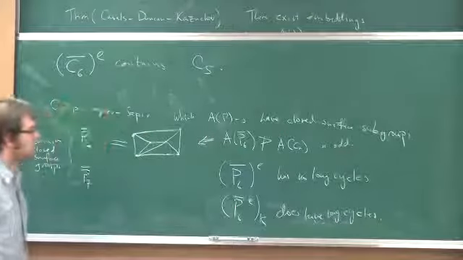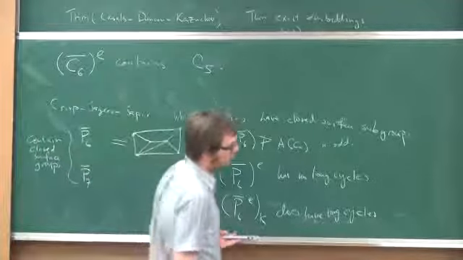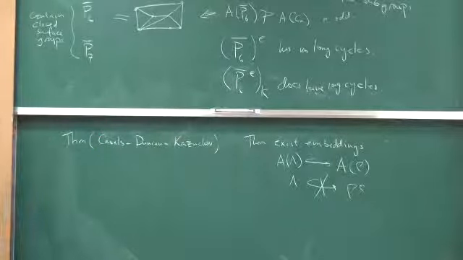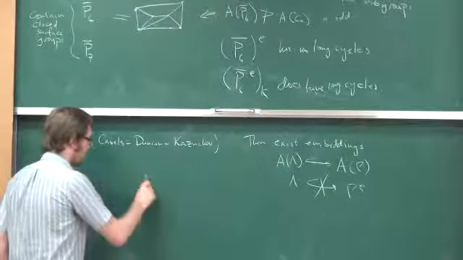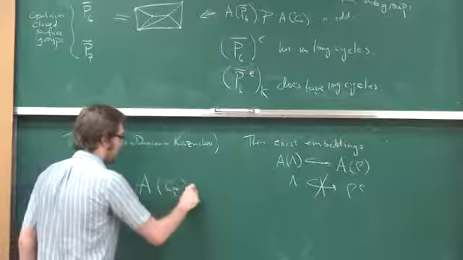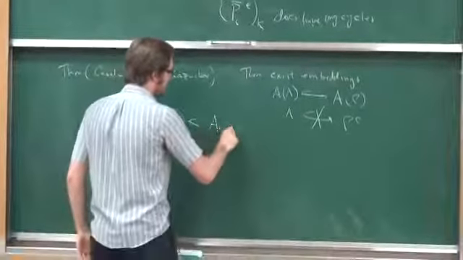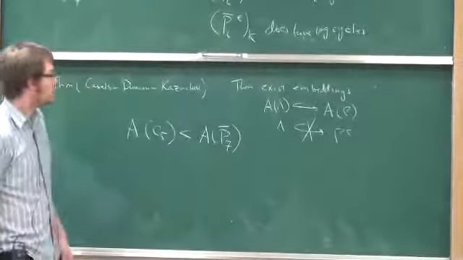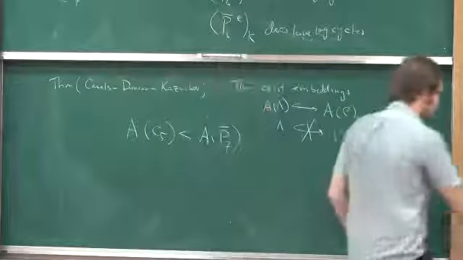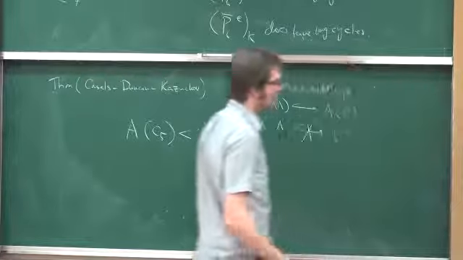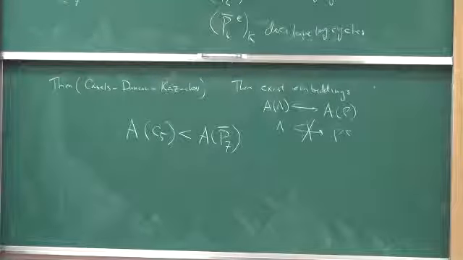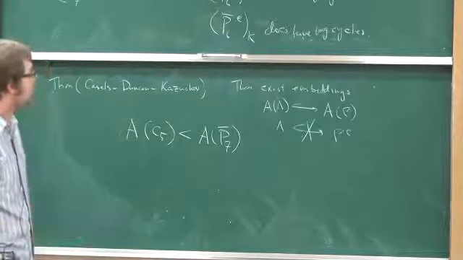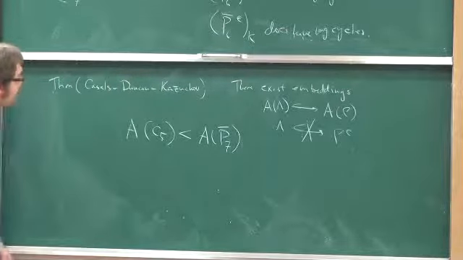And so we're out of luck. However, this has recently been resolved again by these 3 authors. They proved that A of C5 embeds in A of P7 bar. And so this conjecture turns out to be completely wrong. It was a good try. But yeah, that's where some of the motivation for this theorem came from.